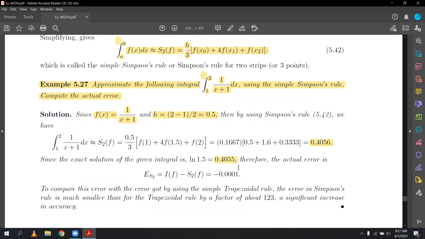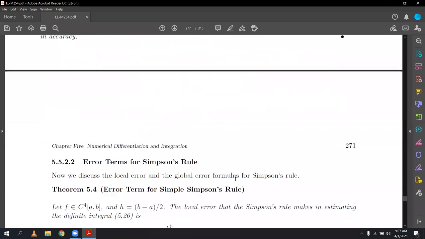Therefore, I told you the Simpson rule is one of the best numerical integration rules. The only problem with the Simpson rule is that n must be even: 2, 4, 6, 8. For odd n, we cannot use this rule. Let's give you the composite here.